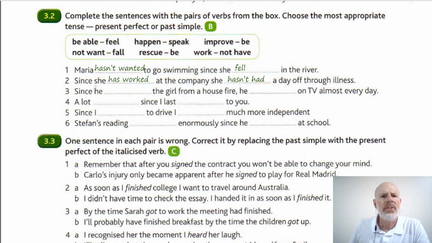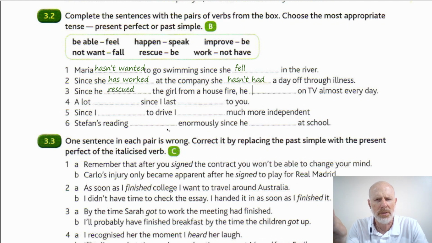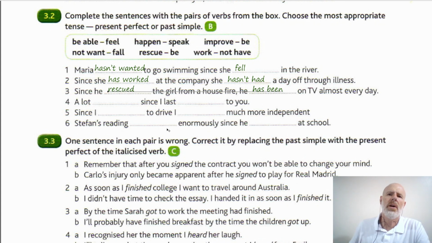Very nice. Since he rescued the girl from a house fire, he has been on TV almost every day. Oh, a hero! Oh, congratulations! Since he rescued. Do you agree? It's a past situation. The house isn't on fire anymore. The girl is secure, but he has been on TV almost every day. He has been. It's a collection of events of appearing on TV.